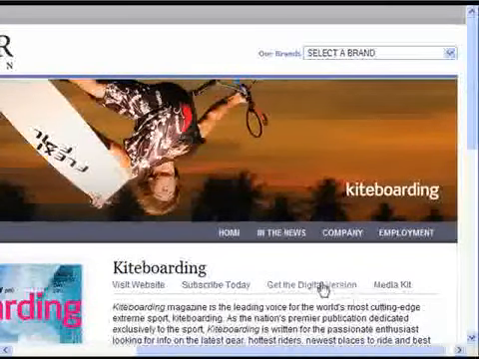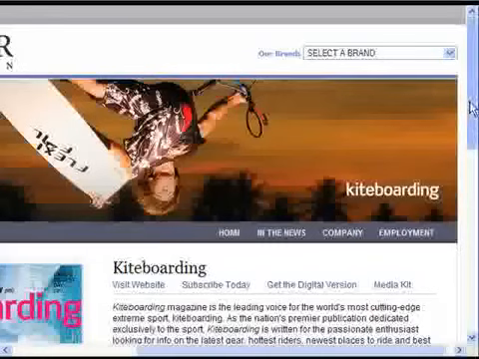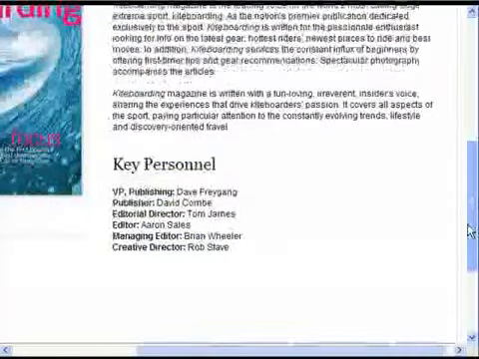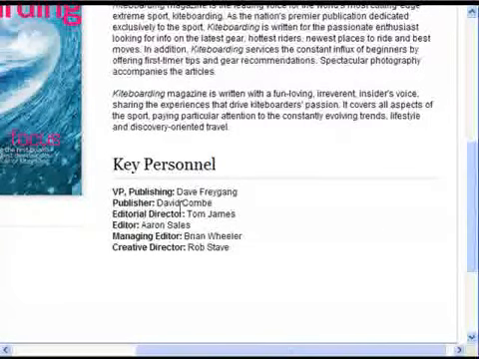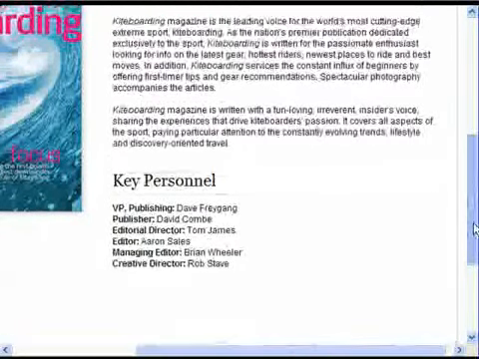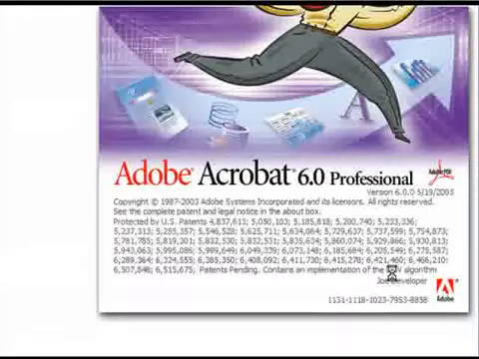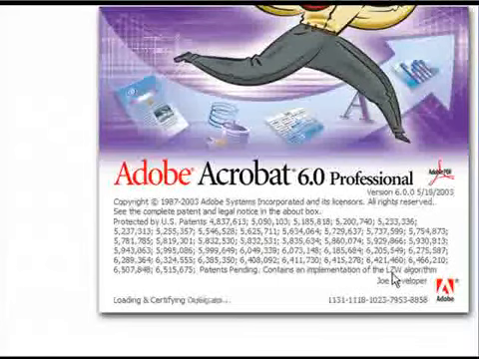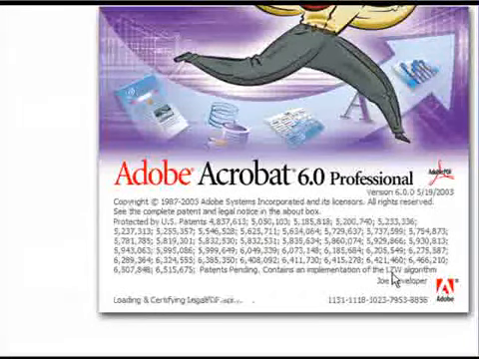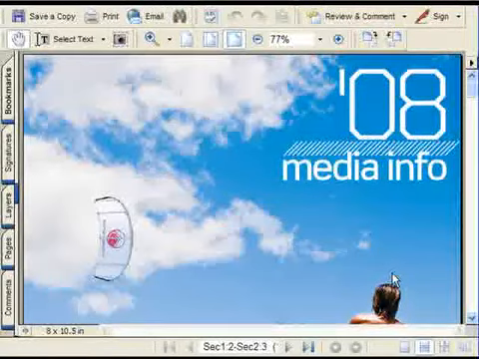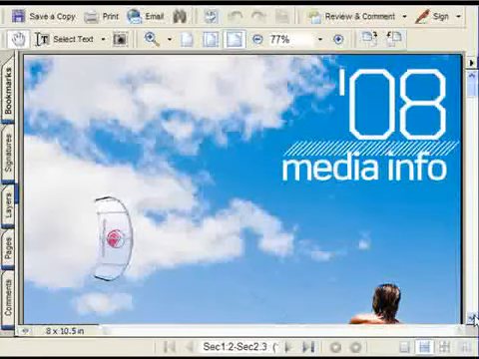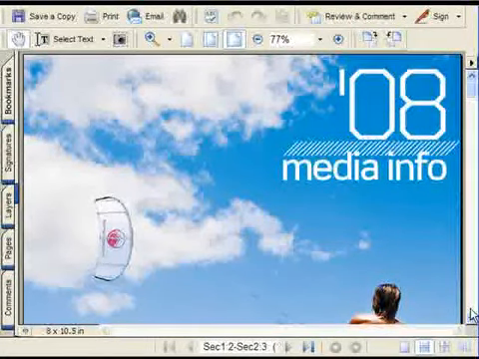So they even have a digital version, and here's the media kit, and that's usually what we're looking for, the media kit. We can see that it has their different contact key personnel here. But if we look at the media kit, a lot of times these will be in PDF format, which this is by the splash that comes up. And so now the media kit is up and loaded.